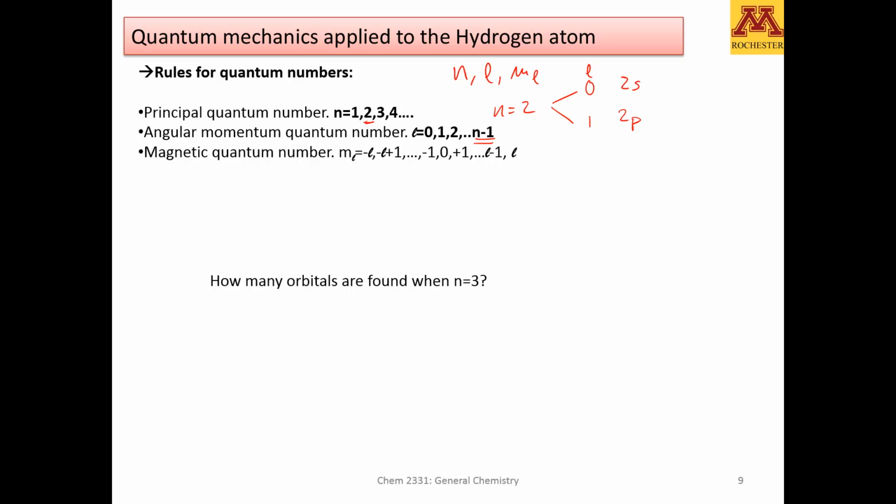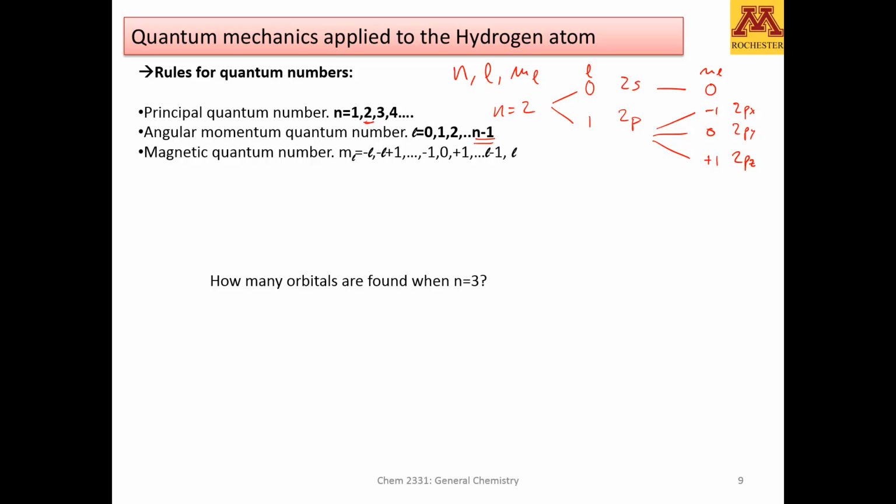And as for magnetic quantum numbers, if l is 0, m sub l can go from negative l to plus l, but that means m sub l can only be 0. If l is 1, m sub l can go from negative l to plus l: negative 1, going through 0, to plus 1. Now we know why there is a 2px, 2py, and 2pz. Because when l equals 1, the magnetic quantum number can be negative 1, 0, and plus 1.